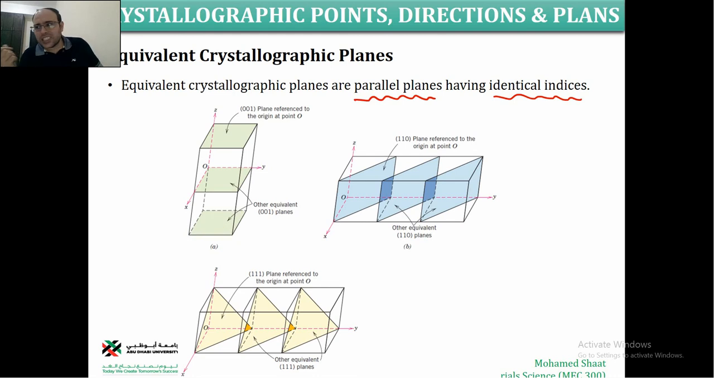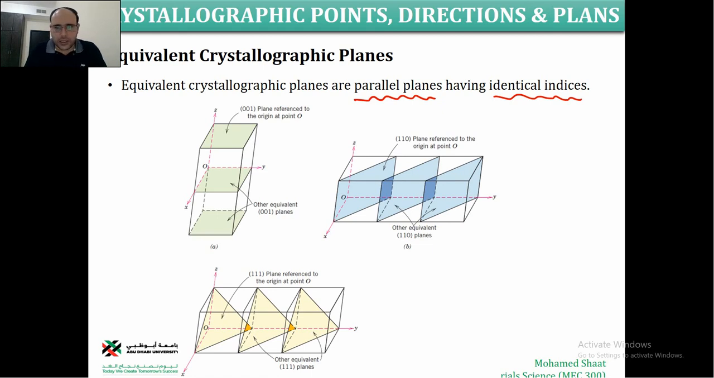This is not the case for the crystallographic directions. You may have two crystallographic directions with different indices, but they are equivalent if the spacing between the atoms is the same. They do have different indices, yes, but they are equivalent if the spacing between the atoms is the same. This is for the crystallographic direction that we discussed last meeting. But the good thing about the plane is that there are two things. They should be parallel, and if they are parallel, they are going to be equivalent with the same indices.